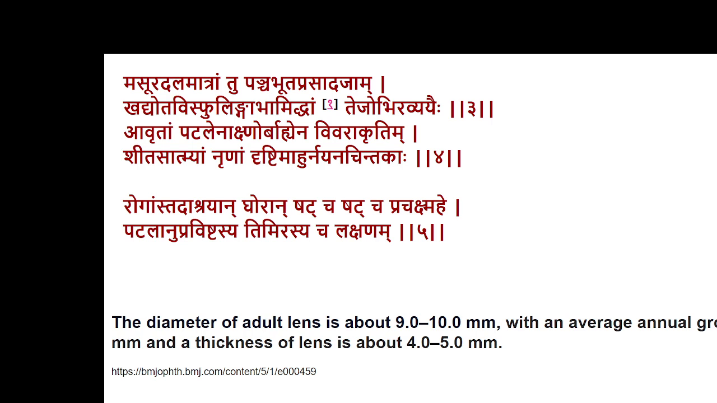It is having the composition of all five mahabhutas, and it has an appearance which looks like an ice cube, like it is a transparent one, and it is having avyaya tejas, that is an infinite amount of light, that's what is considered. Then it's covered and protected by the patalas, the different patalas which we have already described, and it's shita satmya, it prefers to have the shita guna.